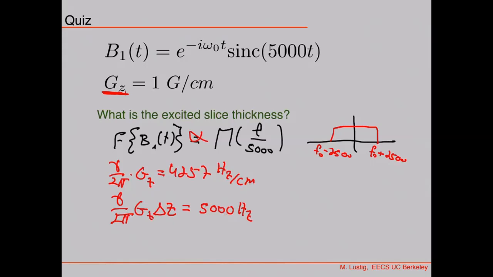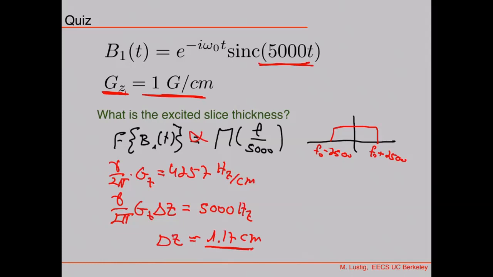Okay, well now I can find what delta Z is. Delta Z is about 1.17 centimeters, right? It's 5,000 divided by 4,257. So applying this type of pulse with this gradient will give me a slice thickness of 1.17 centimeters.